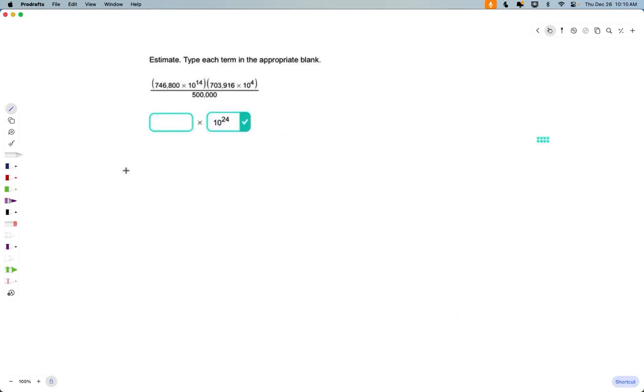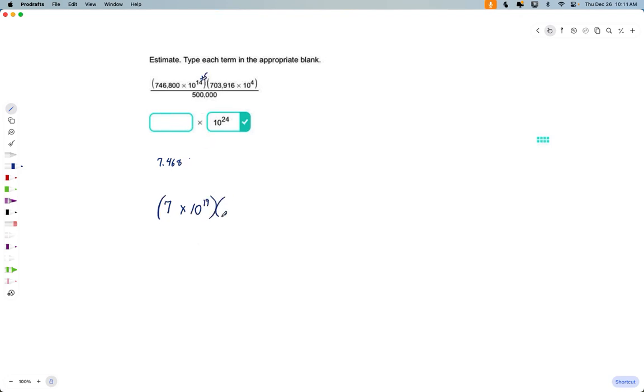So here we've got an estimation problem. Remember, estimation problems are just horrible. I say that out of a true appreciation for the fact that when we estimate, basically estimation problems just show you how bad people are at estimating. So that'd be 7.468, which we would round to 7, right? Times 10, and we have 1, 2, 3, 4, 5, so it'd be plus 5, so it'd be to the 19th power.